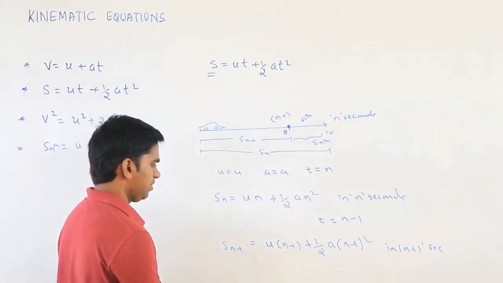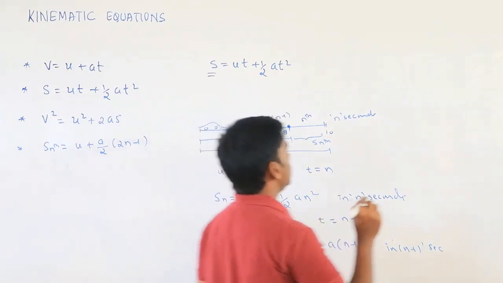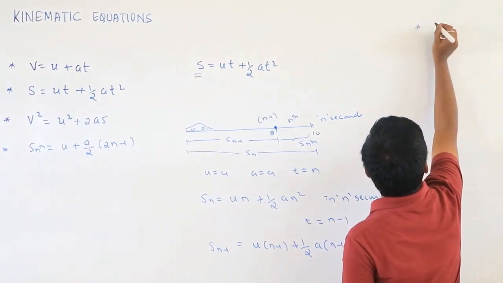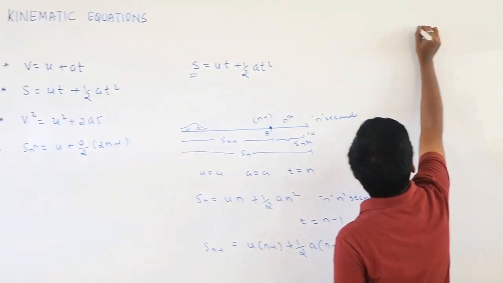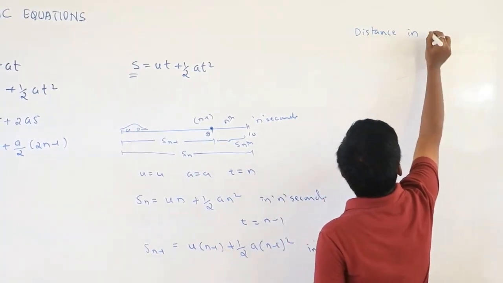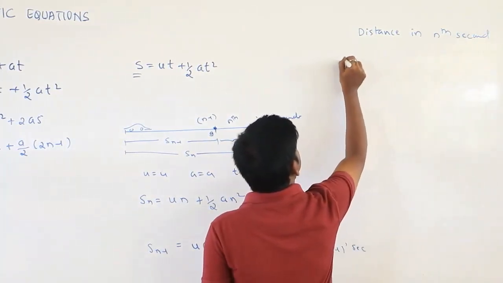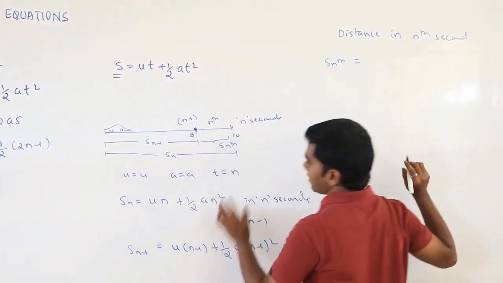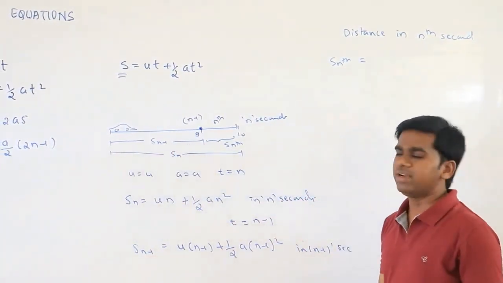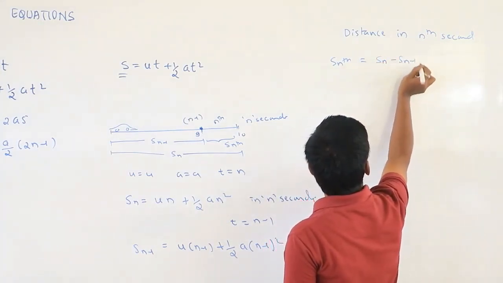If we simplify, what will we get? We will get it like right here. Okay, so now what do you want? Directly I will calculate the distance traveled in the nth second. So how will it come? It will come as Sn equals the distance traveled in n seconds minus the distance traveled in n minus 1 seconds. Okay, so I will write that as Sn minus Sn minus 1.